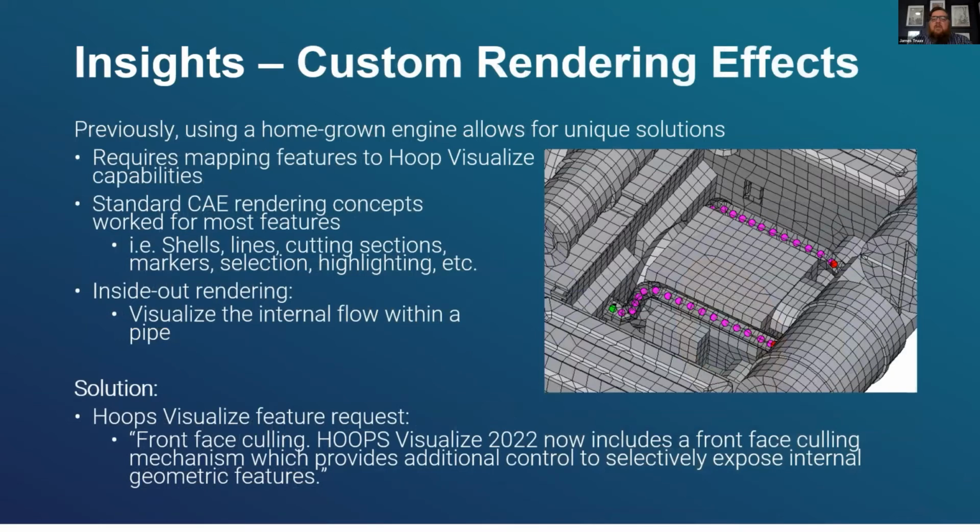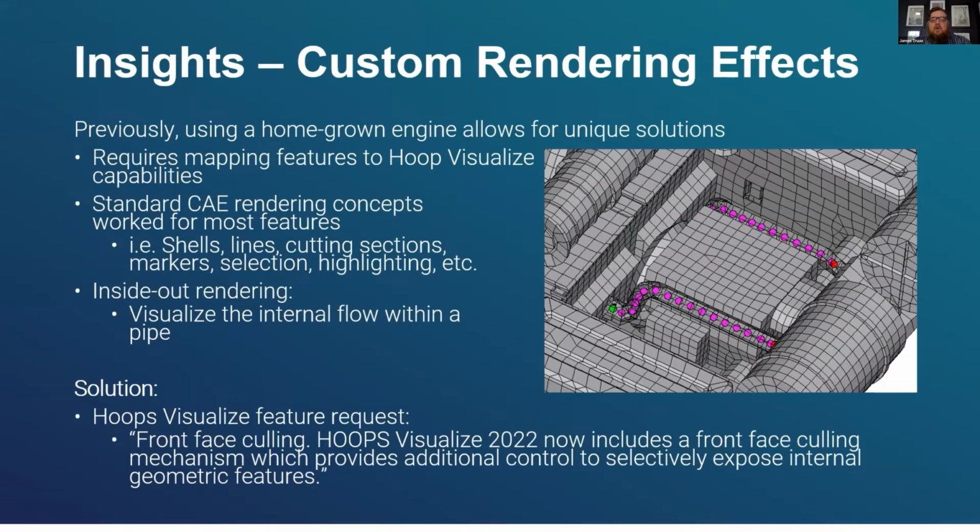And another one is certain custom rendering effects. So because we had a homegrown engine that we could go down and tweak as we wanted, there were certain features that may be custom to our product that may not be universal across all CAE products. And so this kind of forced us to map what we had as a feature to some capability within Hoops. And so that mapping process happened throughout this entire conversion.